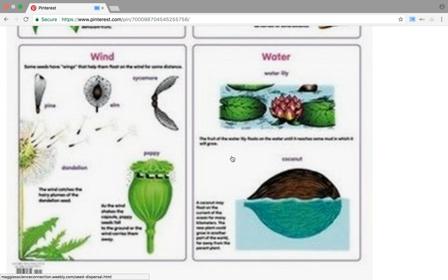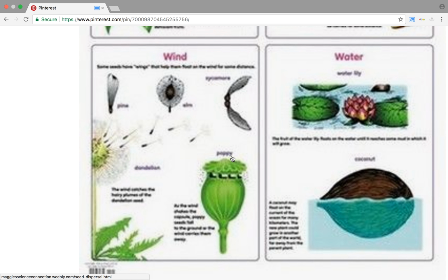Okay, next is dispersed by wind. So if they are dispersed by wind, how should they look? They should be very light, like this. Wing-like structure. Yeah, very good. Example of fruits with wing-like structure?